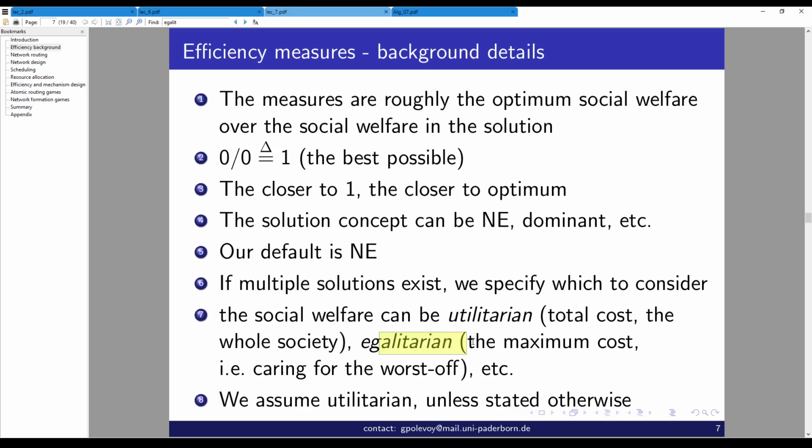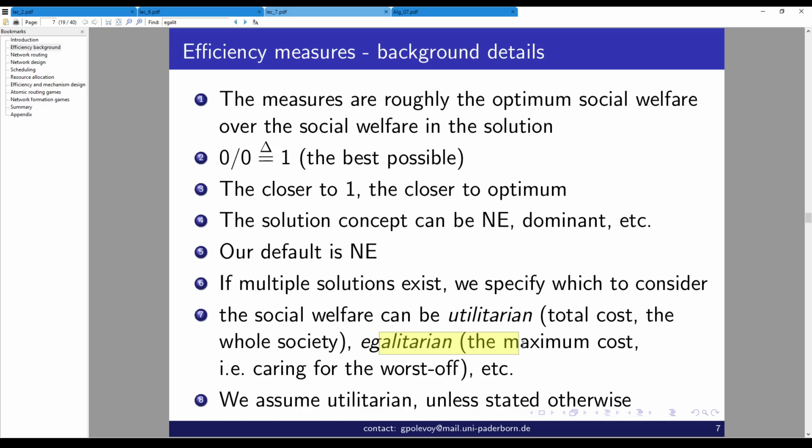But it can also be defined to be egalitarian, so that we look at the maximum cost. If you talk about cost, then players want to minimize that. So the worst is the maximum here. And minimizing the maximum cost is caring for the worst player. If it's about utilities, not about cost, then of course we want to look at the minimum utility. So again, care for the worst player. That's egalitarian. So we want something equal to everyone. If we use egalitarian, that's what we achieve.